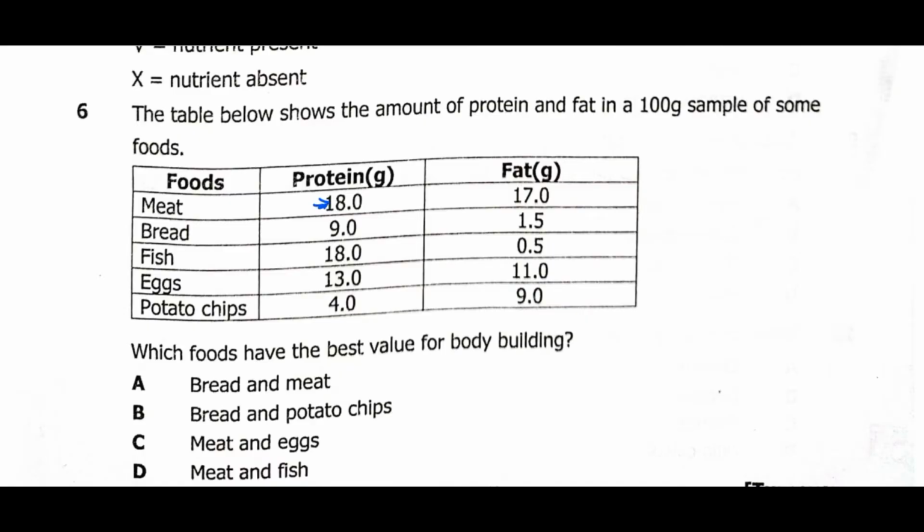Then apart from meat, which one can we go for? So between fish and eggs, which one is better in terms of bodybuilding? So the answer is eggs. Why? Because we can see that there is 11.0 grams of fat. Then for fish, there is 0.5. So the balancing number here is meat and eggs. So our answer is C.